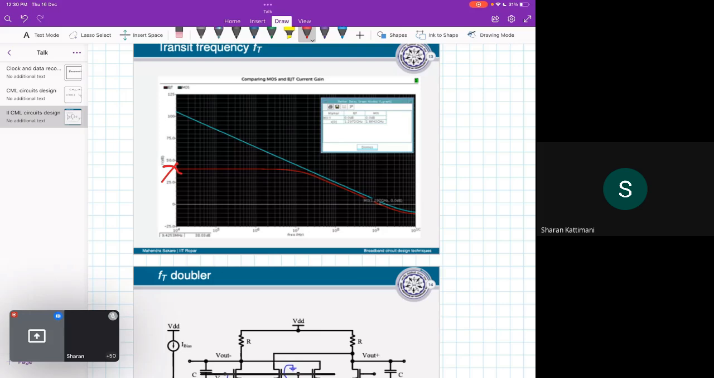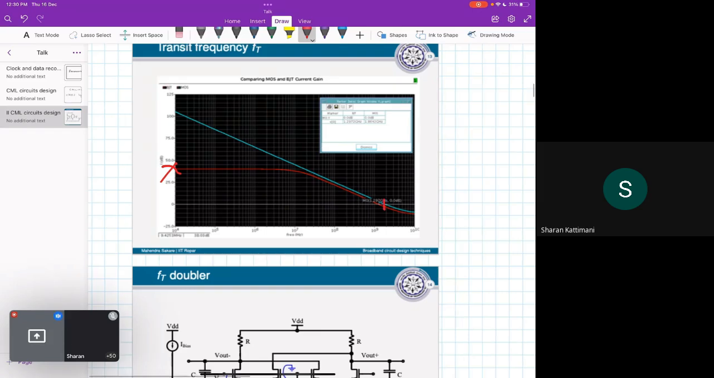The navy blue curve is constant, and this is the limit after which it will attenuate the signal and it is not usable. This is called FT, the transit frequency of a transistor. This is the maximum speed.